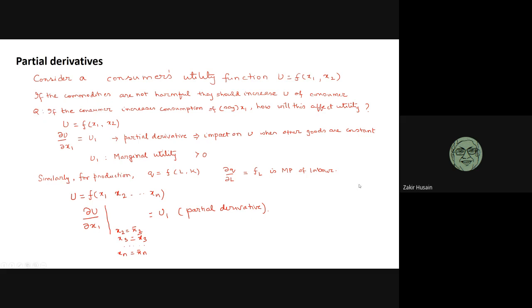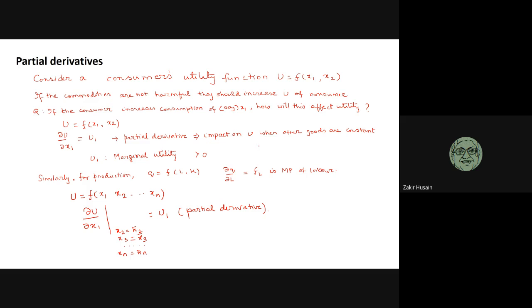See, normally we assume that these commodities are good, that is, they are not harmful. If the consumer consumes x1 or x2, his utility increases. Now, what are the assumptions of this? If the consumer increases consumption of x1, then this is the partial derivative, not d but del. So this is the impact on utility when other commodities are held constant.